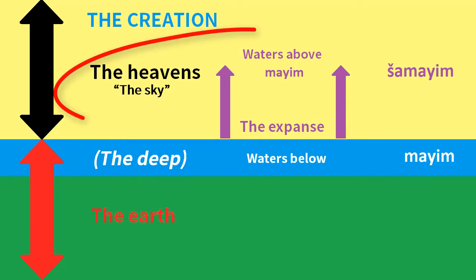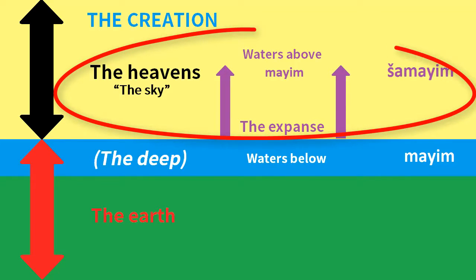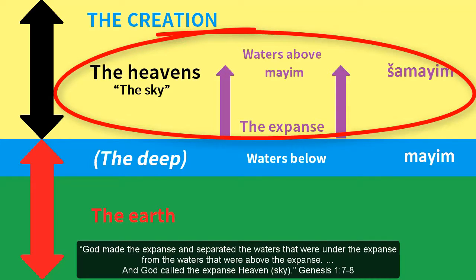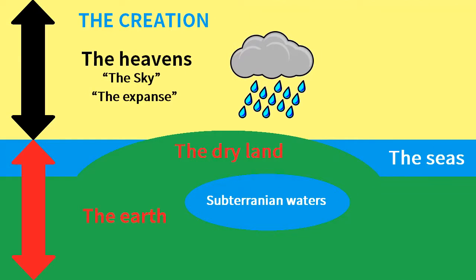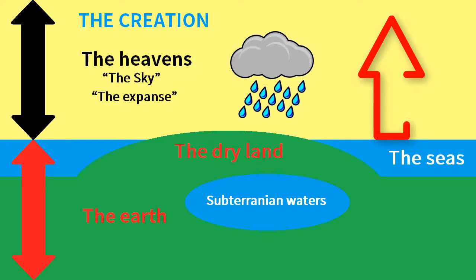The word expanse, formerly translated as firmament, is defined by Genesis as the sky, which is also called the heavens. God made the expanse, and separated the waters that were under the expanse from the waters that were above the expanse. And God called the expanse heaven, or sky. The Bible never speaks of a solid dome in the sky. Rather, the expanse is the sky extending upwards from the surface of the earth.